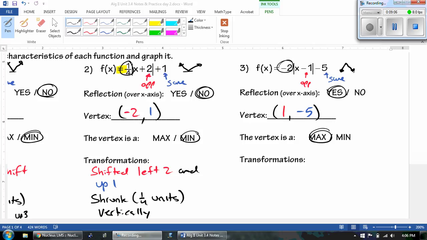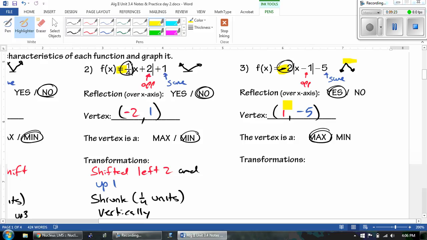Okay, so the negative means that it's going to be reflected over the x-axis. Oh, here we go. And then I drew my little picture, and I could see that the vertex is the max, it's the highest point. The -1, we take the opposite, so it's +1, and the -5 stays the same. So talking about the transformations, the first thing that I know is that it's going to be reflected, and that's over the x-axis.